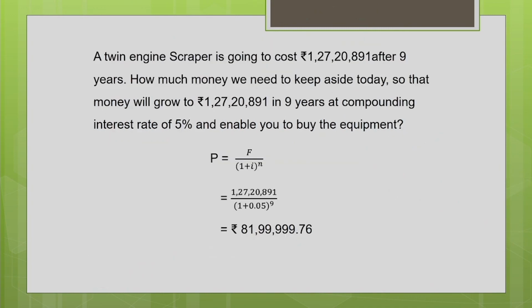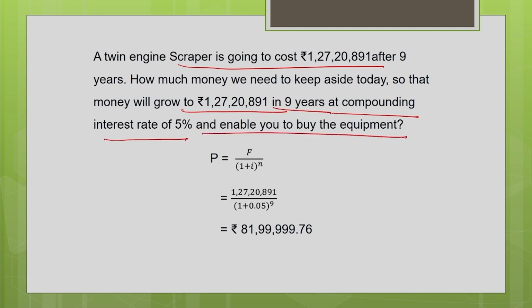So let us work out another example from an equipment perspective. A twin engine scraper is going to cost, the same numbers I have used again so that it is easier to understand, 1 crore 27 lakh 20,891 rupees after 9 years. So you know its future value after 9 years. How much money we need to keep aside today so that it will grow to 1 crore 27 lakhs 20,891 rupees in 9 years at a compounding interest rate of 5%, so that you can buy this particular equipment.